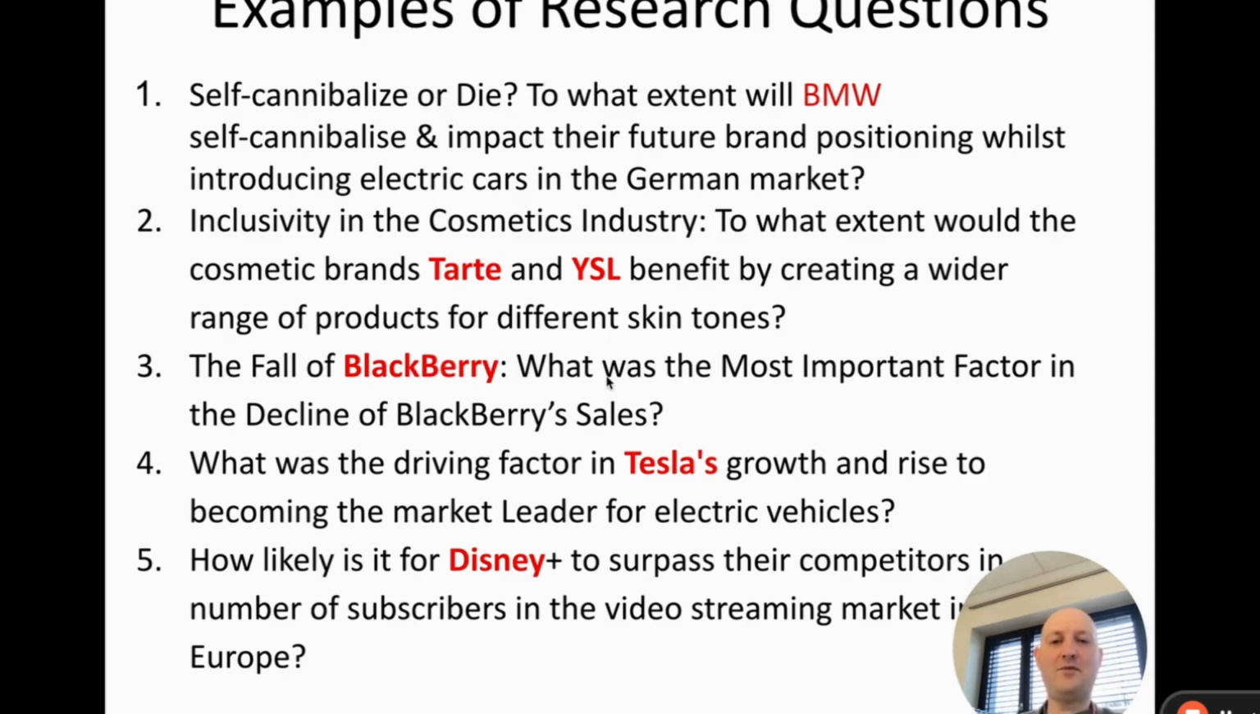This one was about BlackBerry. Why did BlackBerry fail? So they looked at things such as innovation, the culture of the business, and then ultimately, to what extent Apple, did they fail just because Apple brought out the iPhone? So that was a good one. So these are ones I've done in the past. I'm not going to go through these in detail, but those are ones from the past.